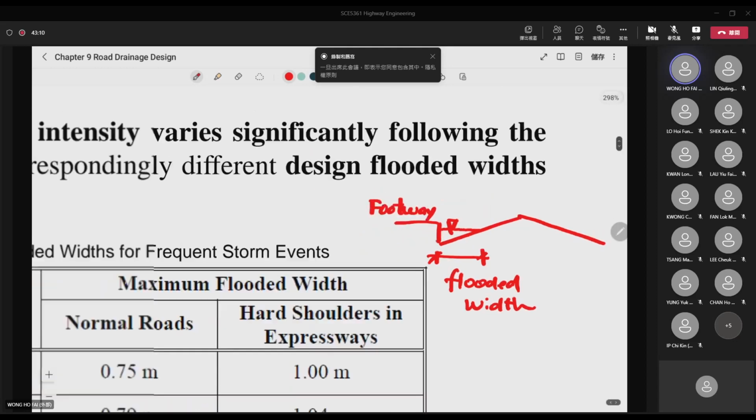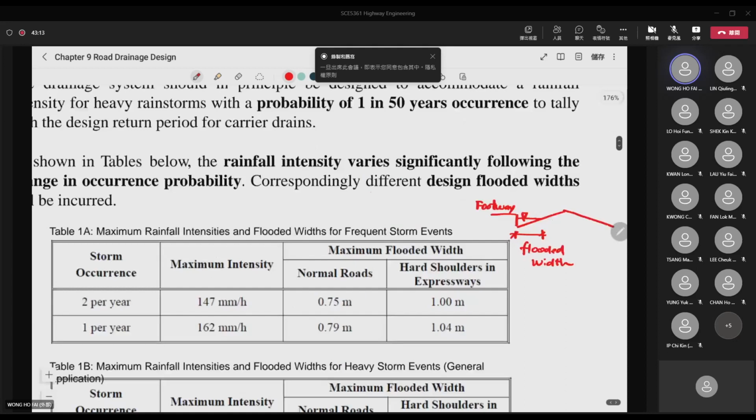Then you can see that if the normal road has a so-called 147 mm per hour, then the maximum flooded width that we allow is around 0.75 meter. And then for the hard shoulder in the expressway, we just allow it to have 1 meter for the flooded width. And then for 1 per year, it is higher, and then the flooded width we may allow is 0.79 and then 1.04 meter for the expressway.